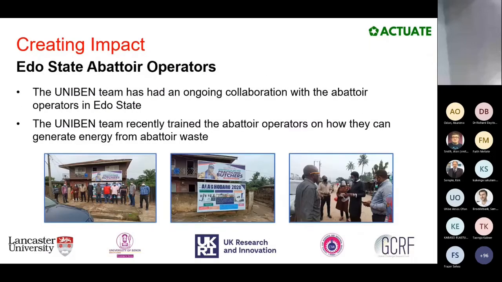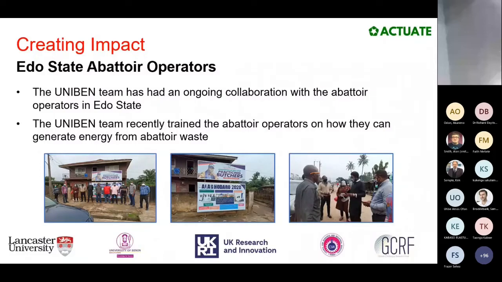The abattoir operators, this one was very key because they are our major suppliers of feedstock. We have been having ongoing engagement with them, and in fact, recently we invited them to our center where we trained them on how they can actually use the waste they generate to generate gas, which they can use for their roasting and also for heating operations.